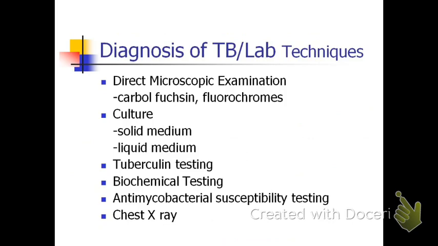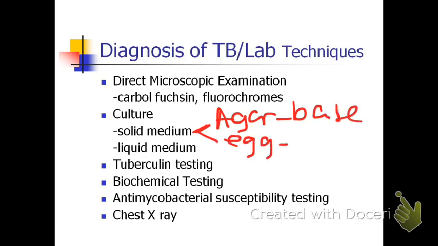For the culture medium, we are using two types of culture media. Take note that we could use the solid medium. The solid medium is further divided into agar-based and egg-based. Then the liquid medium serves as the enrichment medium. Tuberculin testing is an example of a skin test for tuberculosis. Later on we will discuss the different ways of doing the tuberculin testing.